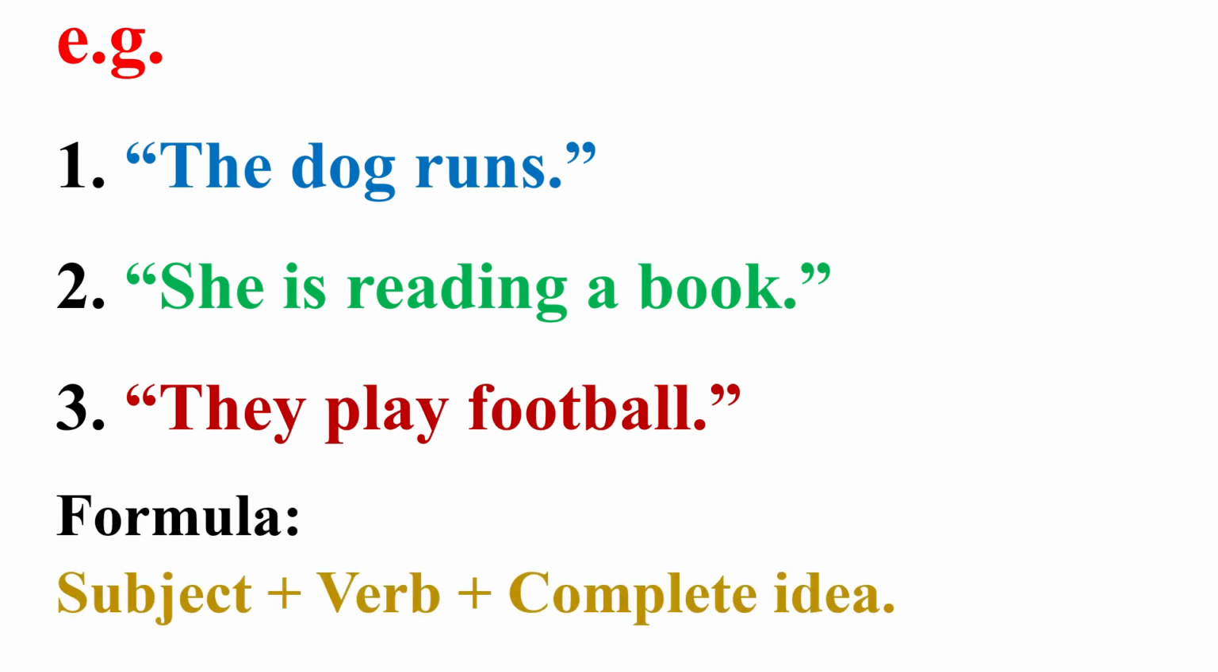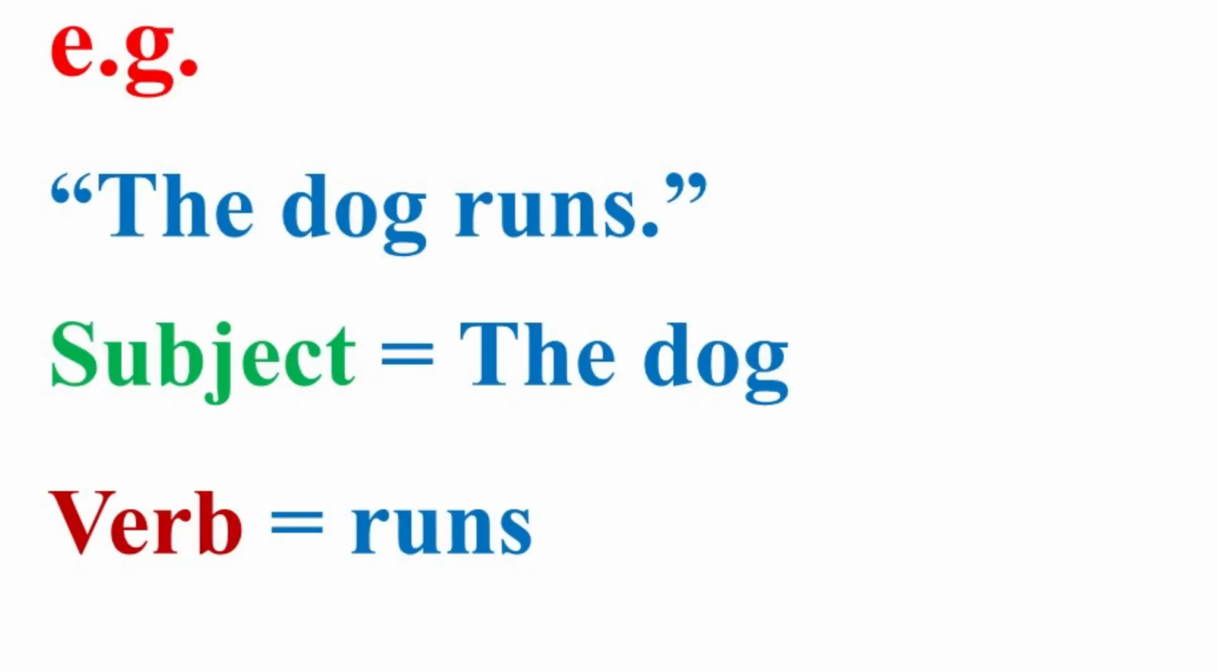Now, let us look at the formula. A simple sentence is subject plus verb plus complete idea. For example, the dog runs. Subject the dog, verb runs. So remember everyone, a simple sentence has only one idea and it is easy to understand. Alright, I hope everyone understands this part very clearly.